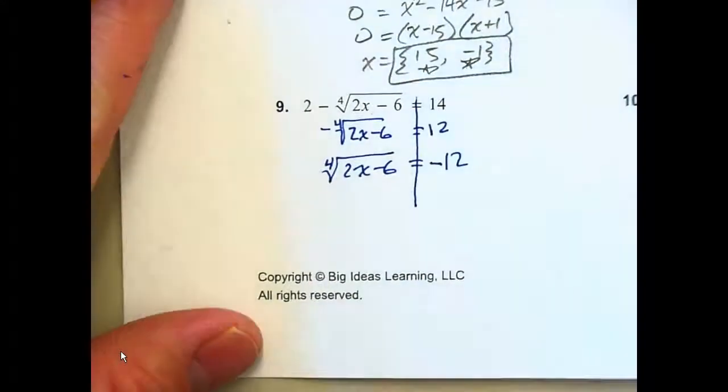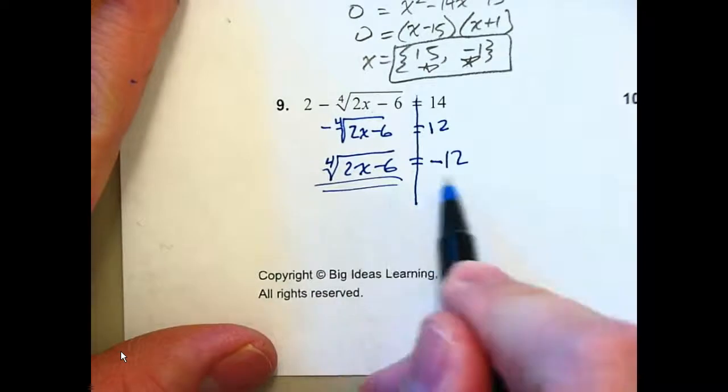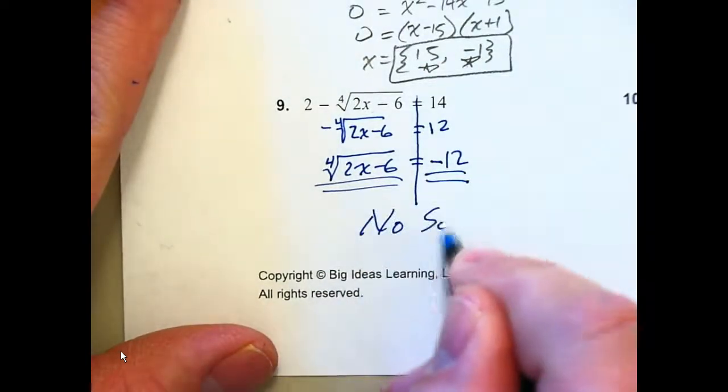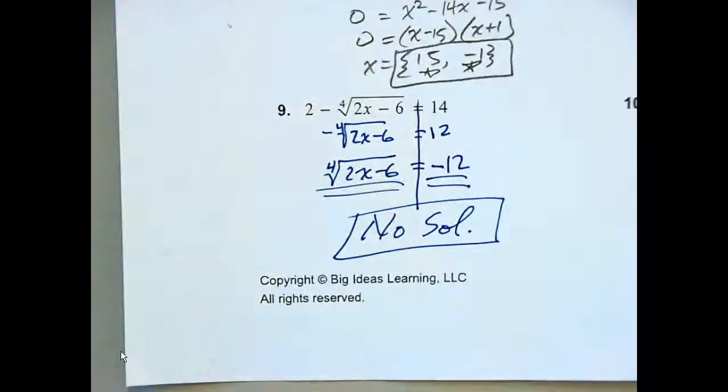Why should you be done now? You cannot take an even root and get a negative. This is a no solution. Not extraneous, it's just no solution. Which means the next one is extraneous, because you said that there was one more. It's good reasoning. Okay, number 9, no solution.